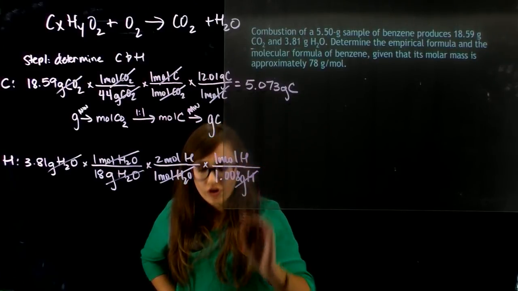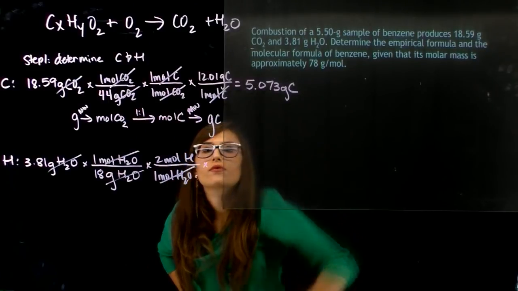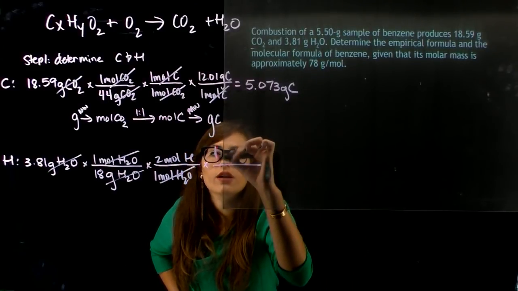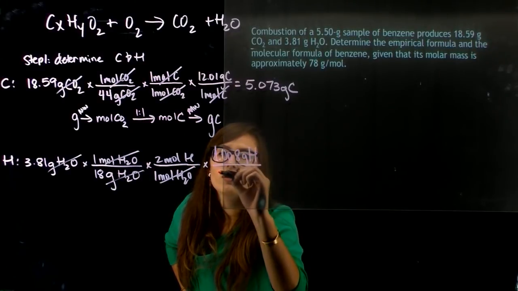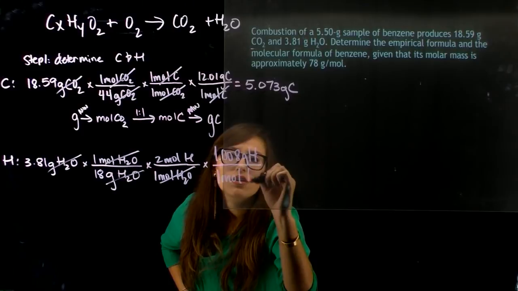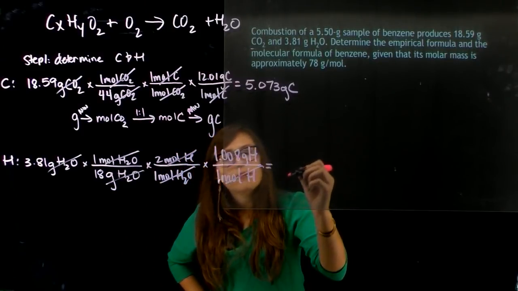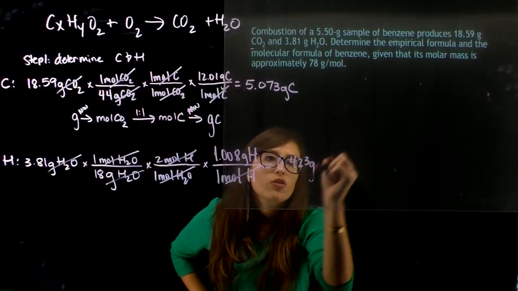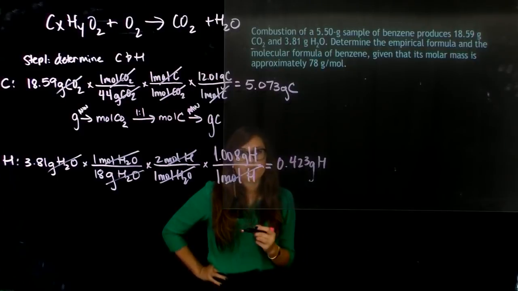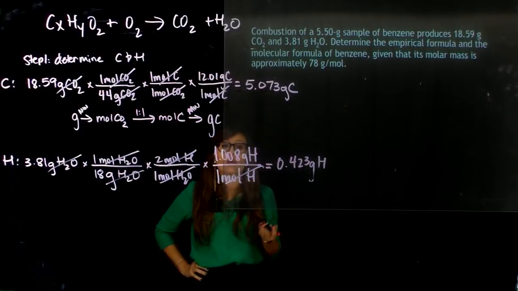Grams of hydrogen, sorry, I had this flipped upside down. We want to do the reciprocal, so we can have grams on top, 1.008 grams of hydrogen for 1 mole of hydrogen. Moles and moles cancel out, and we end up calculating 0.423 grams of hydrogen.